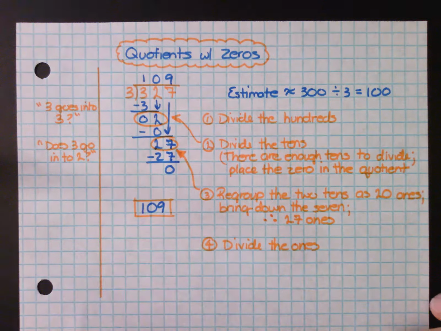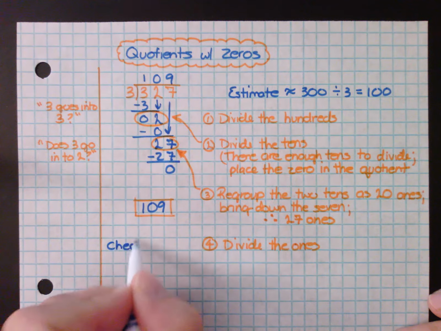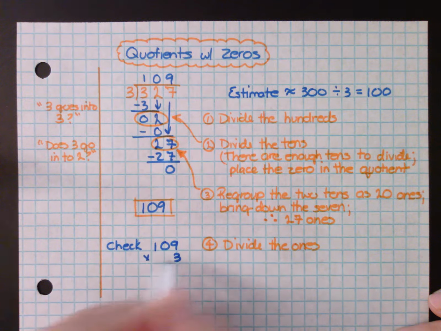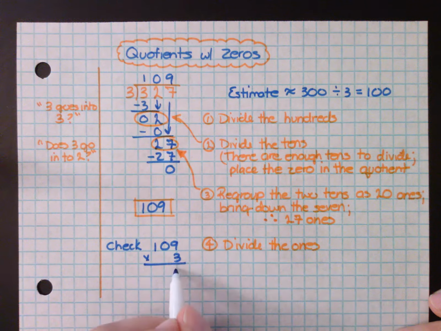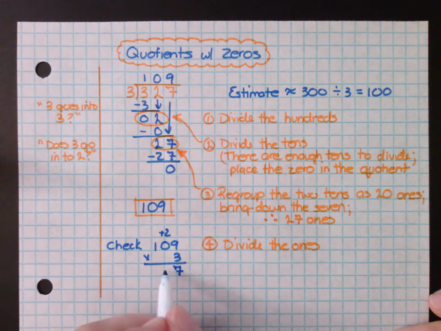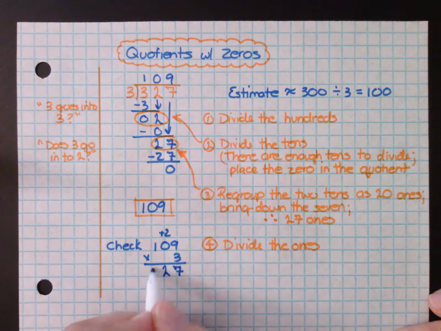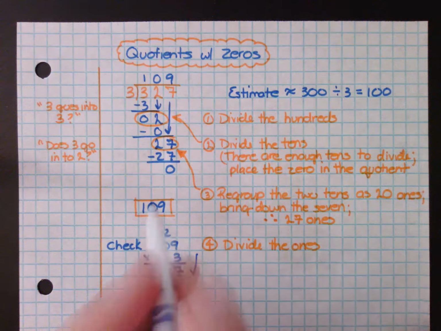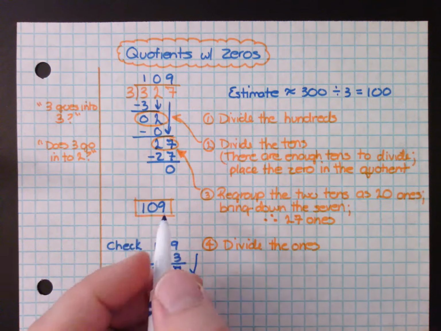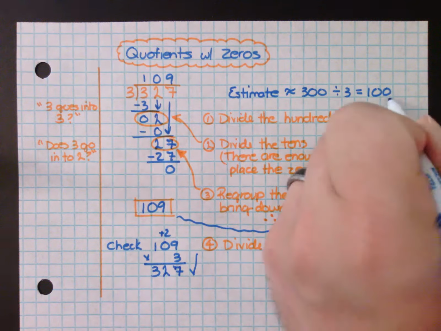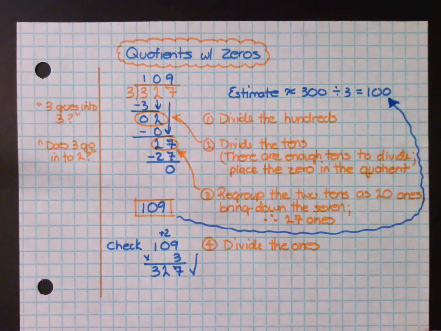I can always check my work. 109 times 3. 3 times 9 is 27. 3 times 0 is 0, plus 2 is 2, and 3 times 1 is 3. And so that checks. And just to check if something makes sense, reasonableness, it does come close to my estimate.